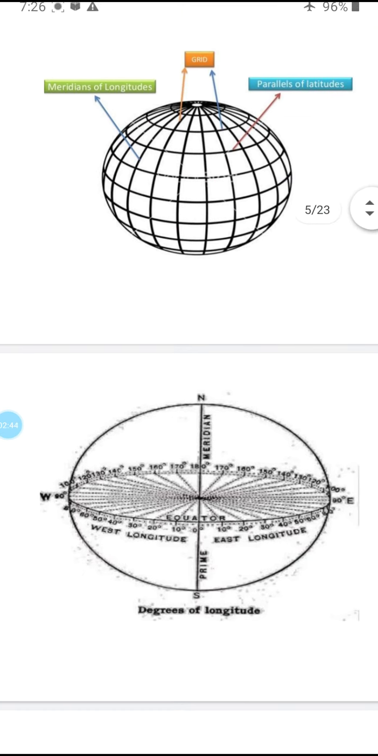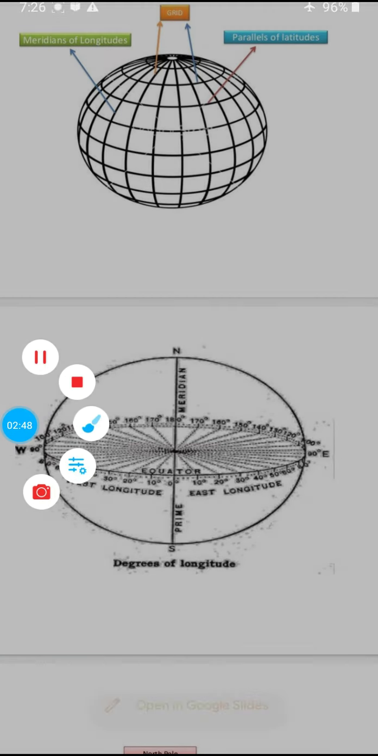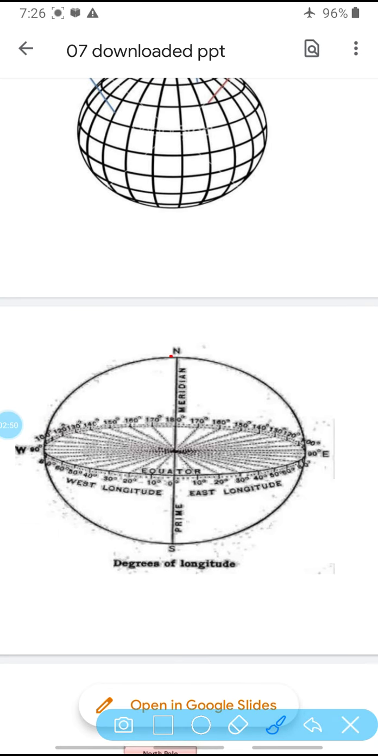Now the next thing given: these are the degrees of longitude. On the basis of these, degrees are made. You can see this is 90 degree, and these all are 180 degree, sorry, and these are all called in this way. We have divided the earth on the globe.